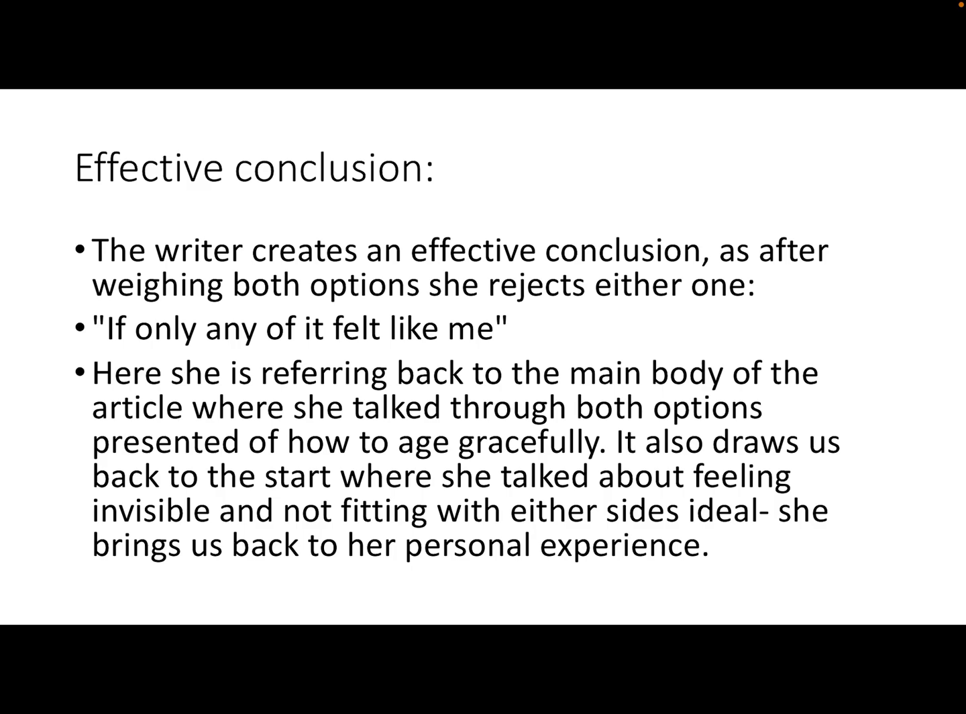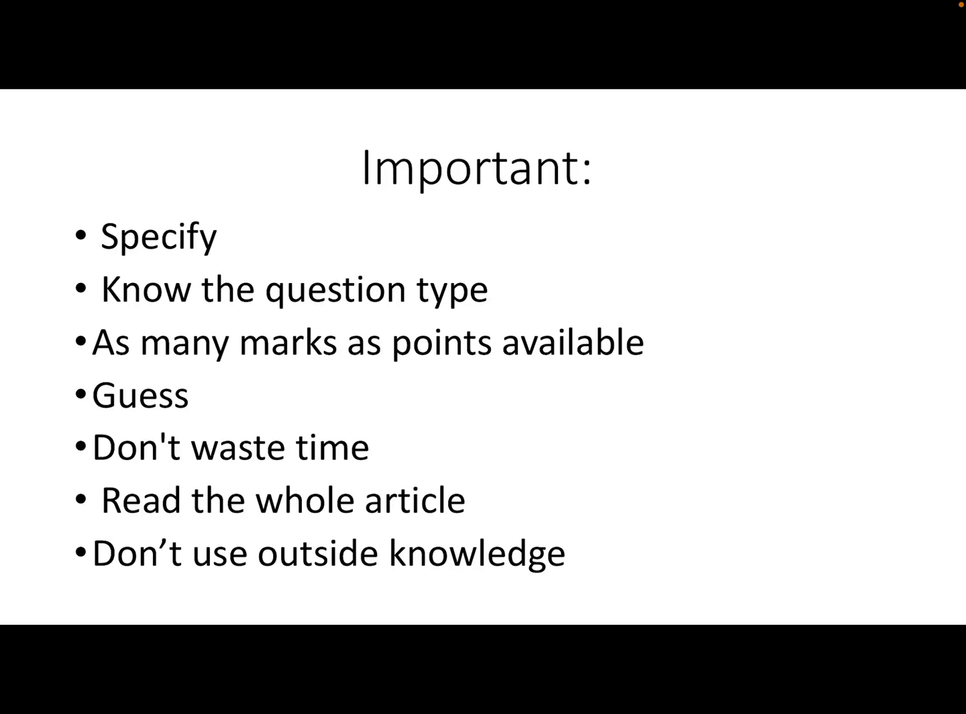So the writer creates an effective conclusion as she weighs both options and then she rejects either one. "If only any of it felt like me." Here she is referring back to the main body of the article where she talked through both options presented of how to age gracefully. It also draws us back to the start where she talked about feeling invisible and not fitting with either side's ideal. She brings us back to her personal experience. So if you remember in the first paragraph where she talks about feeling like contested ground, she comes back to that idea of the two sides fighting over her and her not fitting in either. Okay, so that is the concept.